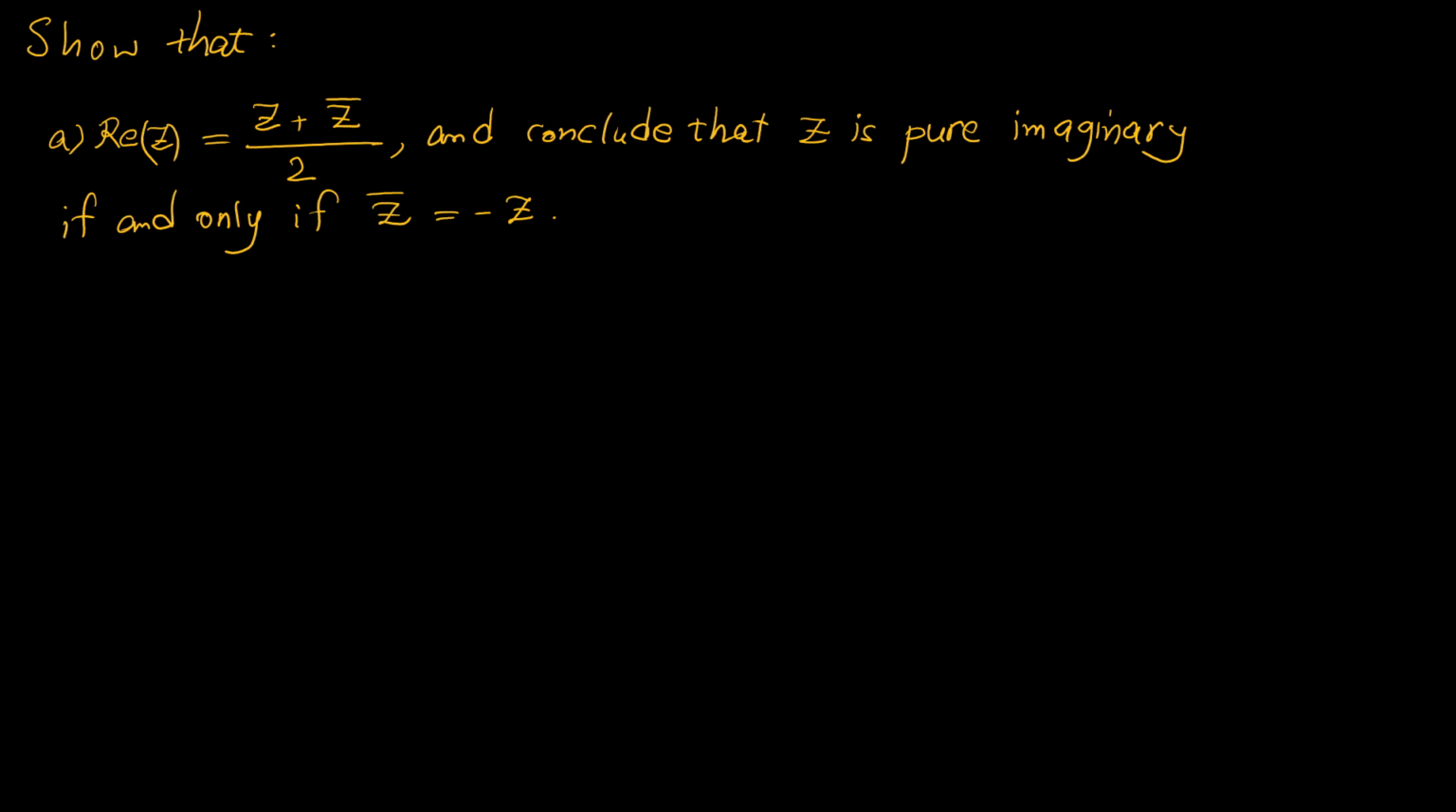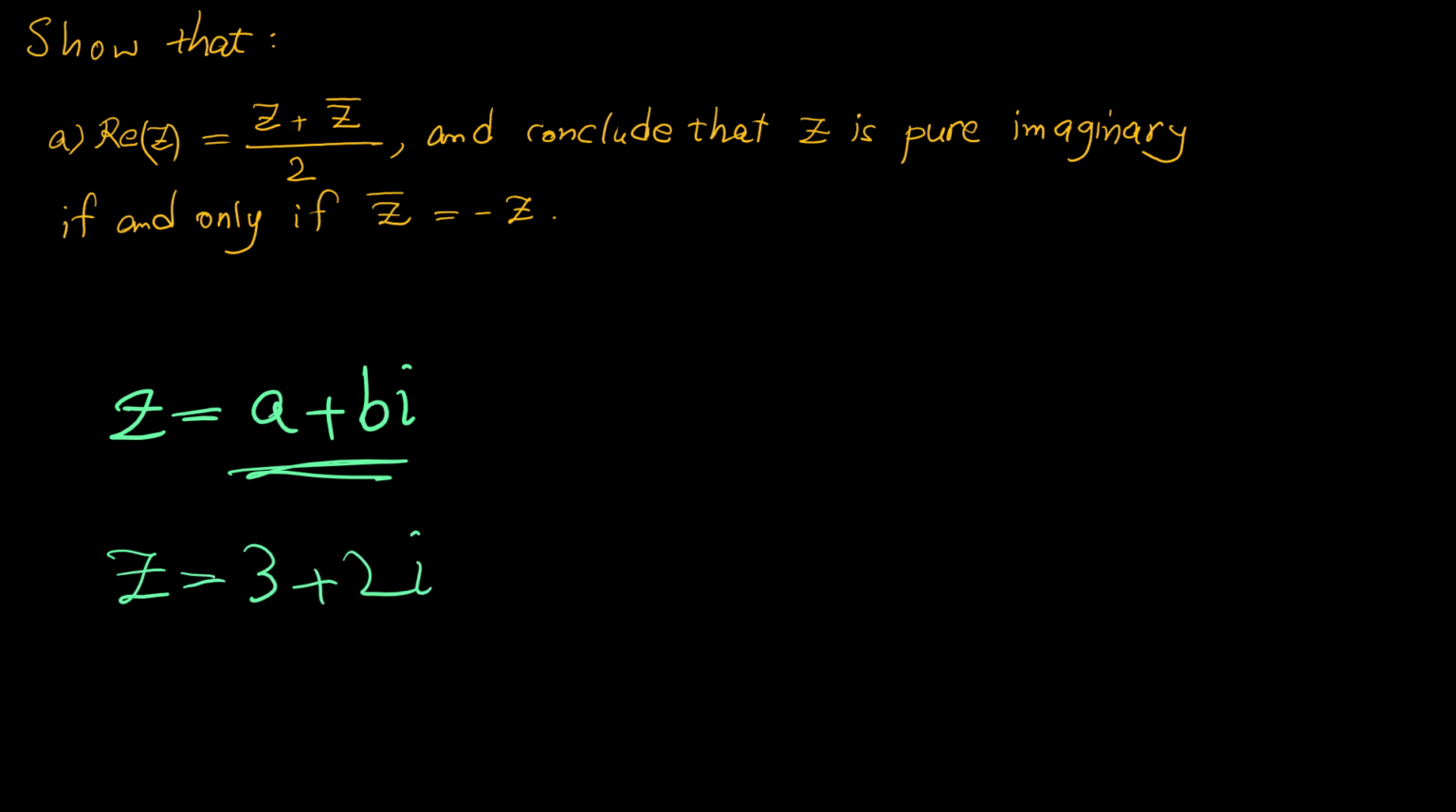Before we start the proof, let me remind you what is real part, what is imaginary part, what is conjugate of a complex number. Suppose z is a plus bi. We know that every complex number can be represented in the form of a plus bi. For example, z equals 3 plus 2i is a complex number.